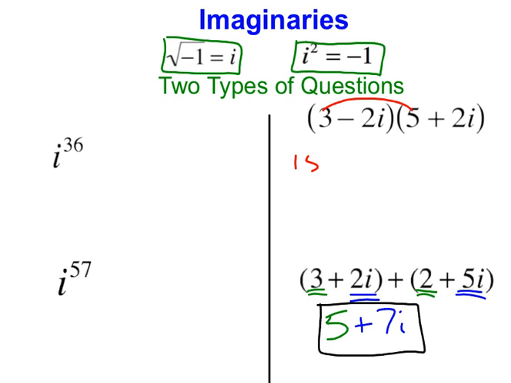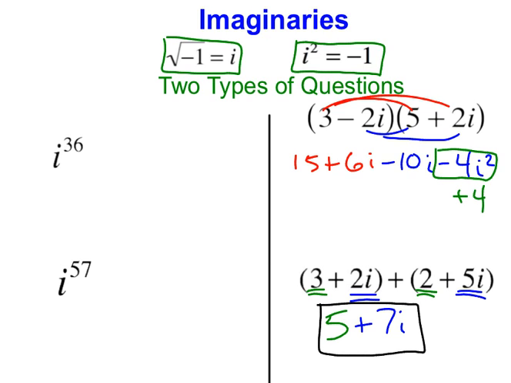3 times 5 is 15. 6i, great. Minus 10i, still nothing of interest until I get to the minus 4i squared. Minus 4i squared is actually the same thing as plus 4. The reason that it's plus 4 is i squared is -1 times a -4. That makes that positive 4. So anytime you see i squared attached to a constant by multiplication, all you're going to do is switch the sign and the i's go away. So that leaves me with 19 minus 4i.